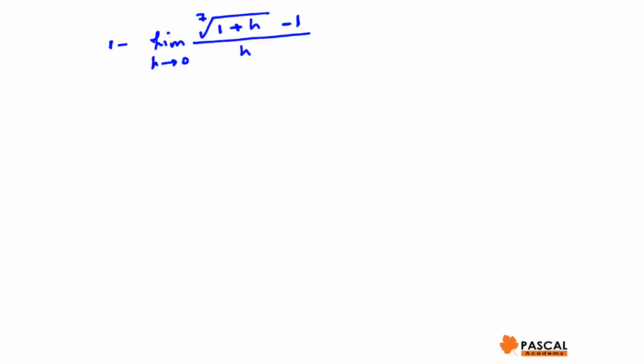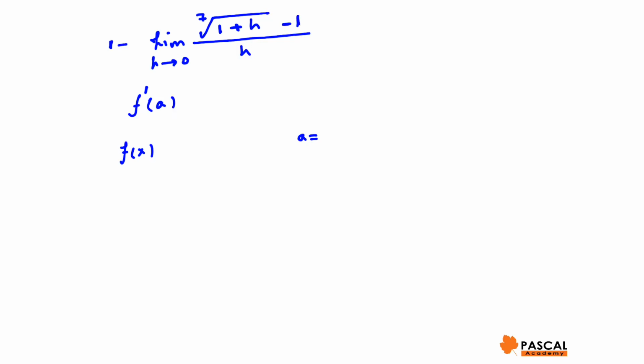In this video, we are going to review what we have done in chapter 2 of the textbook. Question number 1. The limit of the 7th root of 1 plus h minus 1 over h as h approaches 0 is the derivative of a function f of x at x equals a. Find the equation of the function and the value of a.